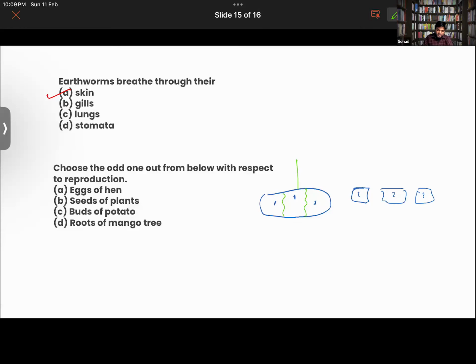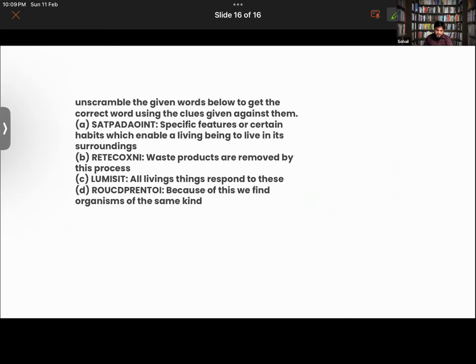And the last option, roots of mango tree. Do they have any role in reproduction? Yes, Abu. Have you ever seen new plants coming out of the roots of a mango tree? No, that is also not related to reproduction. Okay, option D is the correct answer then.